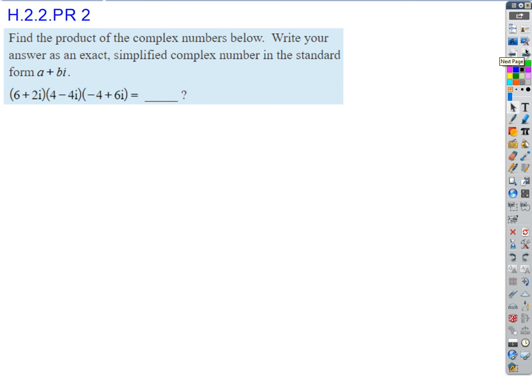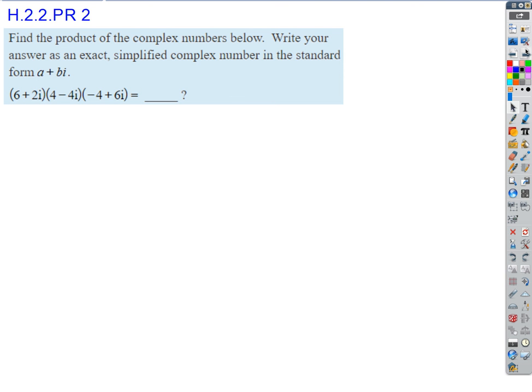So this one was adding, subtracting, and multiplying complex numbers. Adding complex numbers, super easy. All you're doing is combining like terms, right? Subtracting complex numbers, remember, it's almost the same thing. You're just going to distribute the negative sign and add like terms. So you add the real parts and the imaginary parts separately. Let's look at one like this.